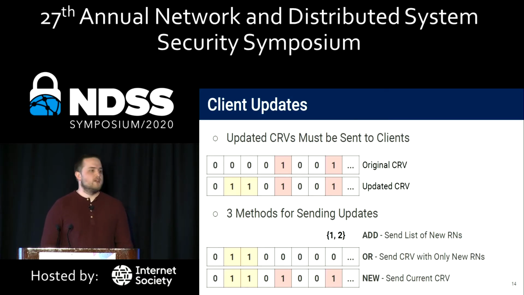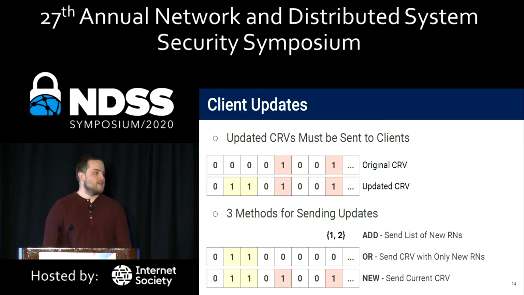Once those CRVs have been updated, it is important to obviously send those updates to clients so that they can actually use this revocation information. So there are 3 primary methods for sending these updates. The first is to simply send a list of the new revocation numbers. And under low revocation or normal revocation situations, that is actually the most efficient way to do so.